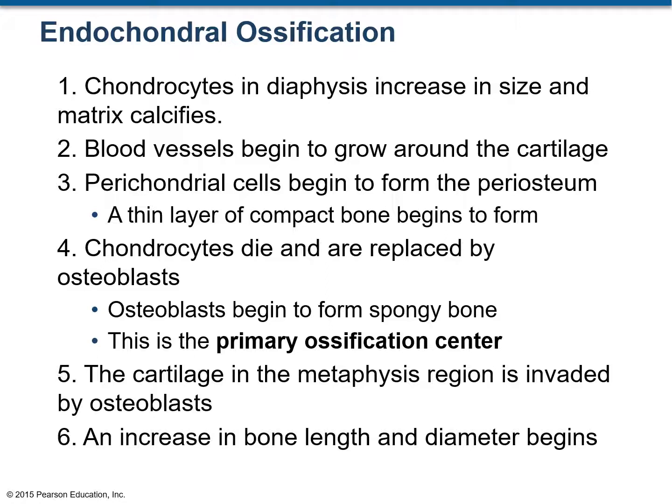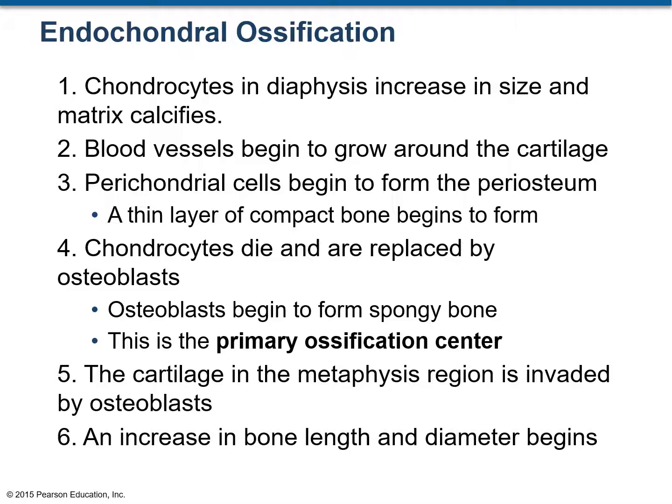Now blood vessels slowly start invading this cartilage region, because remember, cartilage to begin with did not have any blood vessels. Then the cells in the periphery, the perichondral cells, start forming the outer layer of bone called the periosteum. This is the beginning of a thin layer of compact bone.